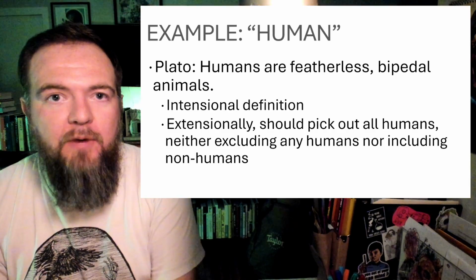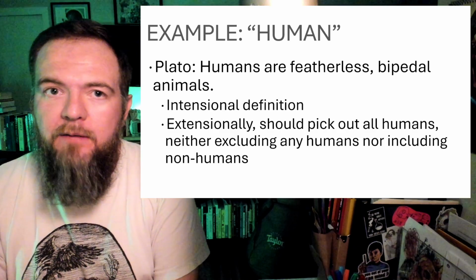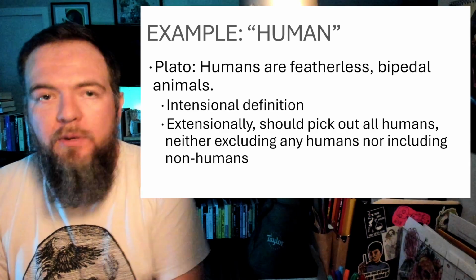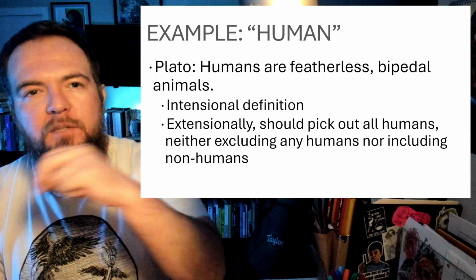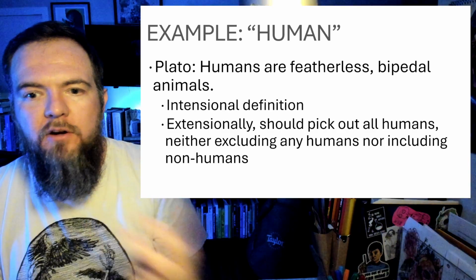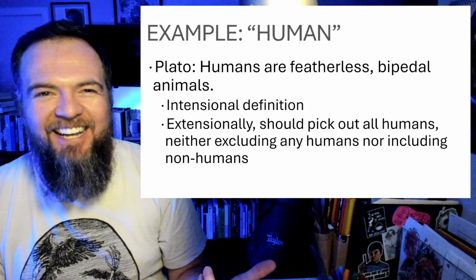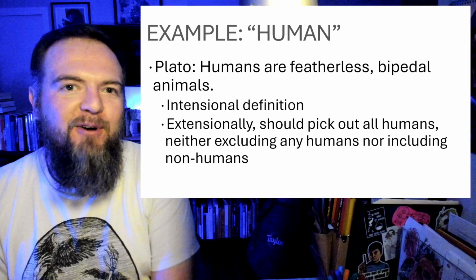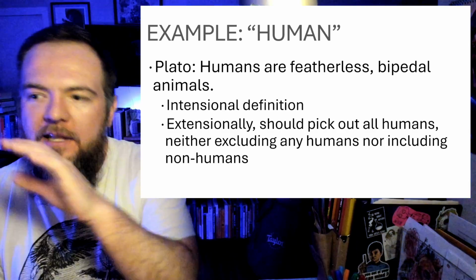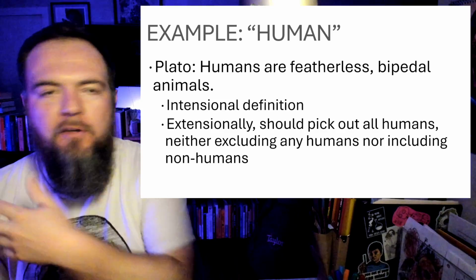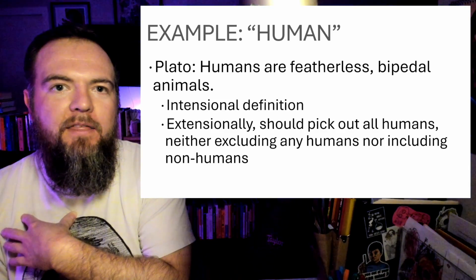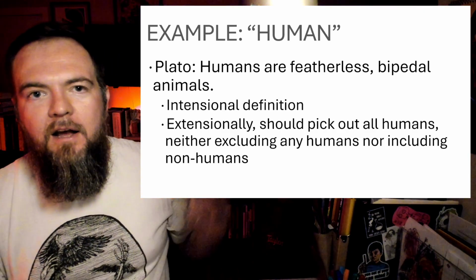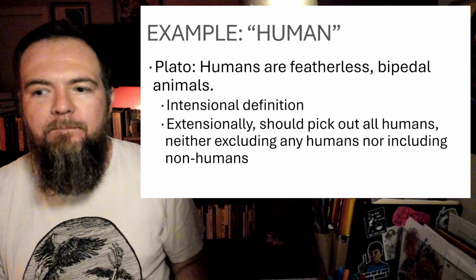Now, bipedal is interesting, right? Because it excludes quadrupedal animals. We're not dogs, we're not elk, whatever else it is. We walk on two legs. But if you just put bipedal, then he could have been talking about chickens, right? He could have been talking about storks, whatever else it is. They walk on two legs, so that's why he says featherless, because the other bipeds are birds. So we don't have feathers. That's what makes us us.